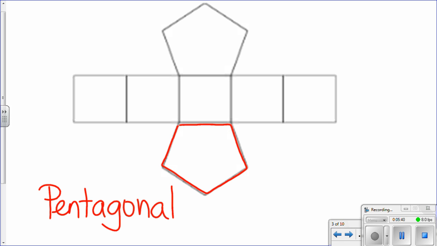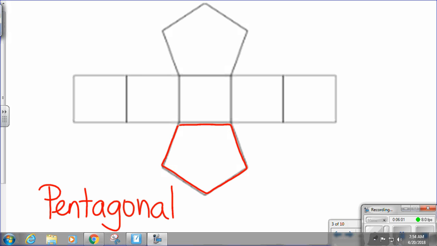Pyramids will come to a point. Think of Egypt, right? You guys are in that unit right now in social studies. All the pyramids have points. If I fold this net, will it come to a point? Yes. No. So if I folded this, it would not come to a point. It is a pentagonal prism.